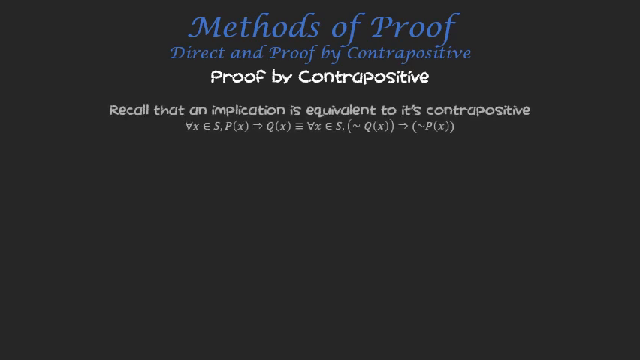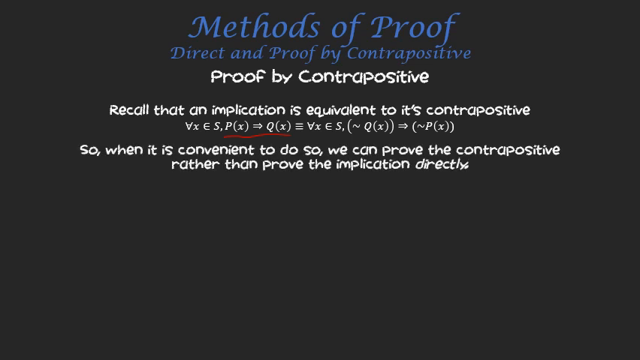So now that we've talked through proving something directly and how to do that, let's talk about one more proof technique, proof by contrapositive. Again, we'll be interested in proving a universal statement like P of x implies Q of x, so proving some implication is true for all x in some set S. Remember that an implication is equivalent to its contrapositive, right? So this statement I wrote there is equivalent to the statement for all x in S, not Q of x implies not P of x.